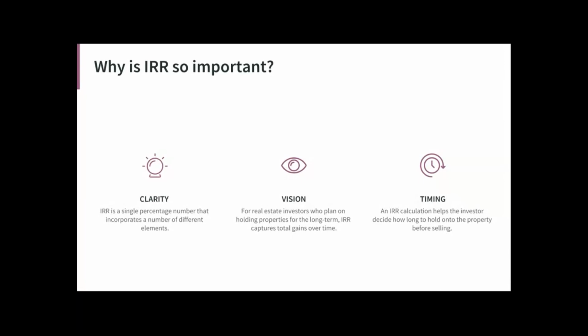An IRR calculation not only helps select one property over another, it can also help the buyer decide how long to hold on to a property. The IRR might indicate more returns over a longer period of time. And note that it's most relevant when it comes to selling, because it assumes you sold the property in that specific year to get that IRR number.